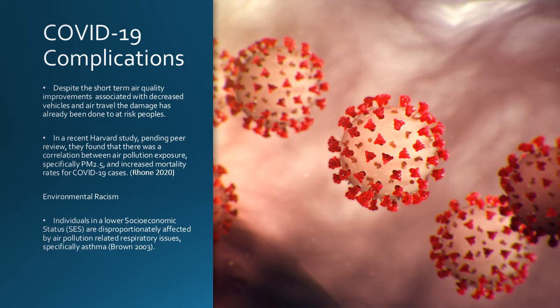Speaking on impact, the pandemic has exposed the reality of environmental racism. Environmental racism is a concept that was created by the environmental justice movement. We can apply the term to what has been happening with COVID-19, as unfortunately individuals in a lower socioeconomic status are disproportionately affected by air pollution-related respiratory issues, specifically asthma.